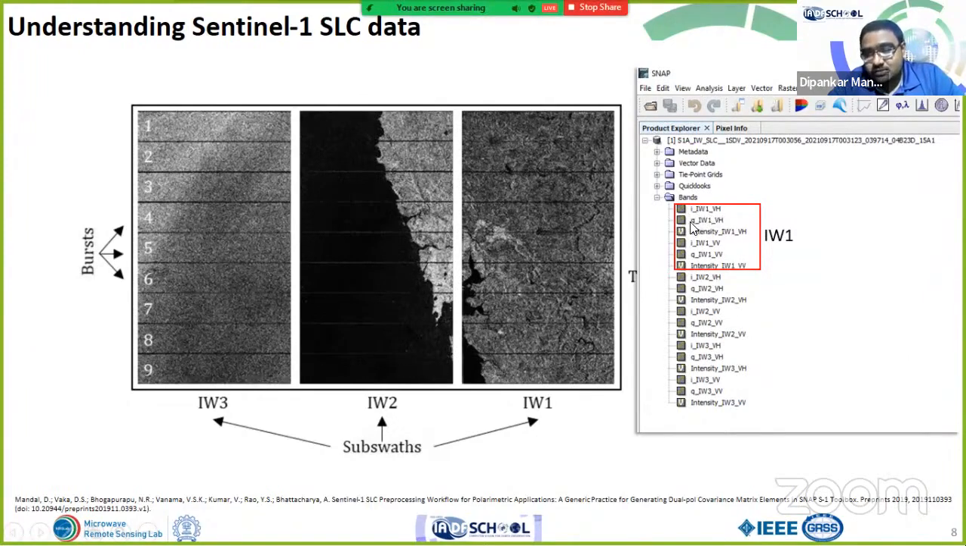It indicates an I channel, I_IW1_VH, and a Q channel of IW1 of VH. And there is a virtual band called intensity, which is actually not stored, but just a virtual product to visualize the image. And there is VV and another VV for the Q channel. And you can see other IW2 and similarly IW3 subswaths available within the same product.